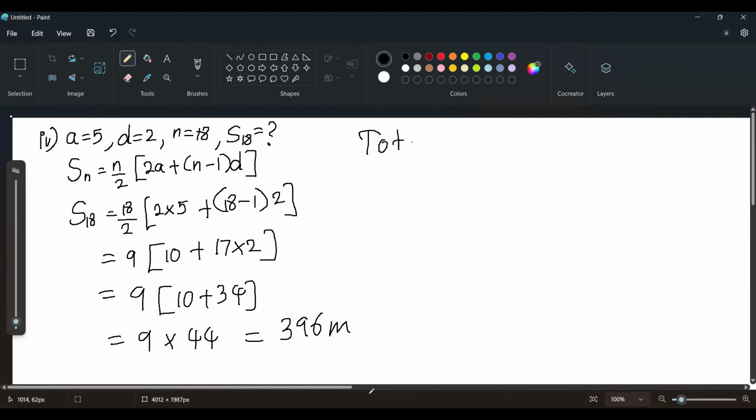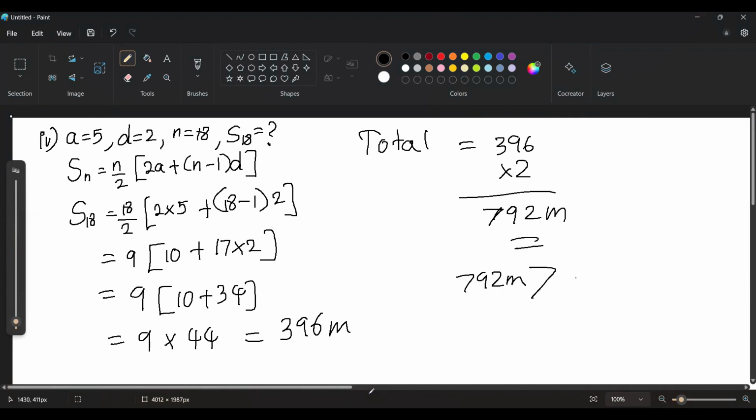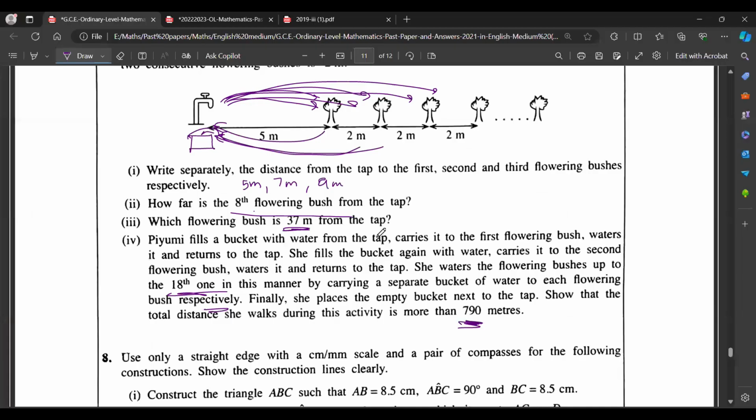So the total distance should be 396 multiplied by 2, which is 792 meters. It is more than 790 meters. So you can prove it should be more than 790 meters. Yes, that's correct.